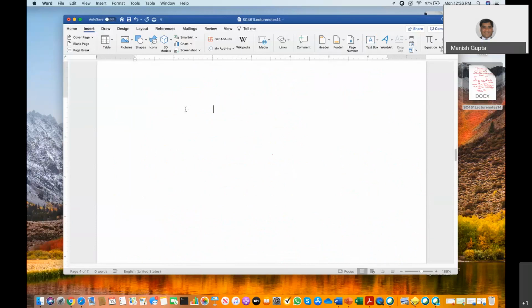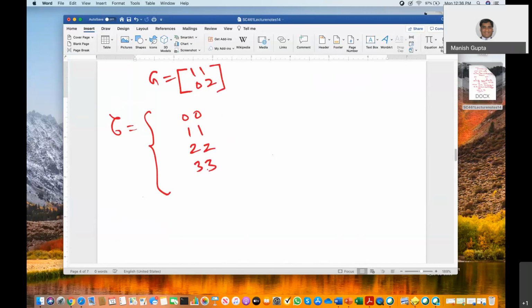So if we take our code generated by 1102, which we took earlier, C will be 0 0, 1 1, 2 2, 3 3, and then 0 2, then we have 1 3, 2 0 and then 3 1. Okay, these are all 8 vectors.